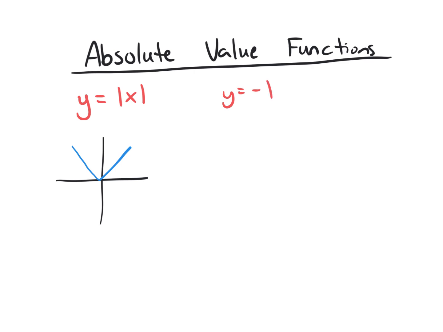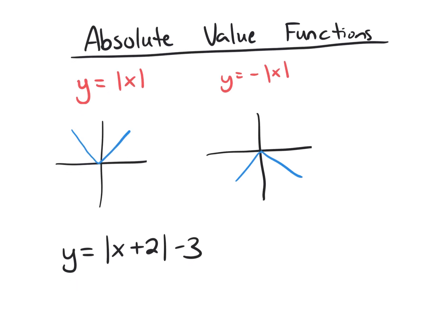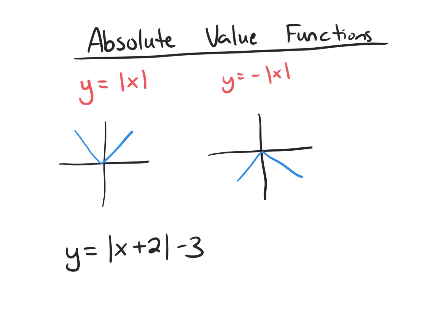Let's pretend I put a negative sign in front. What happens to the function? It gets flipped upside down, right? Remember that. Everything I write down, I want you to write down also. I'm going to give us a specific example: y equals the absolute value of x plus 2, minus 3. You might have equations that look like this.